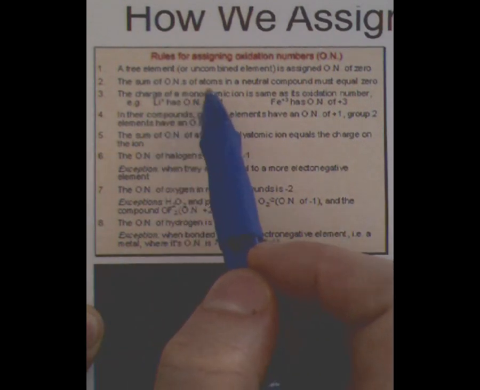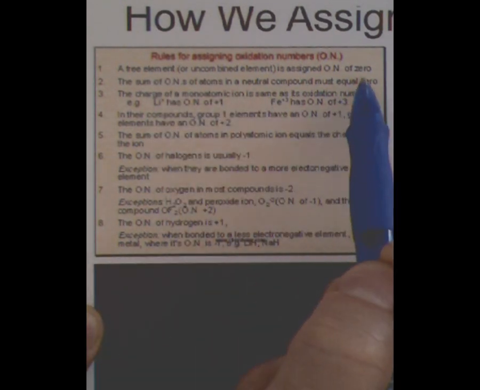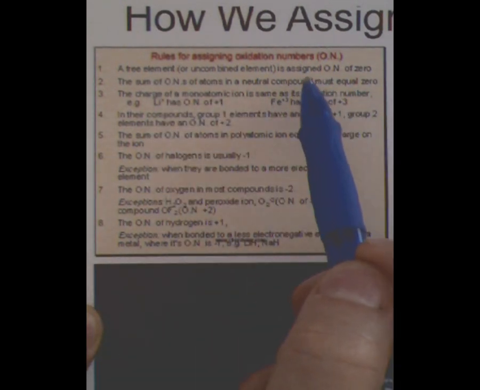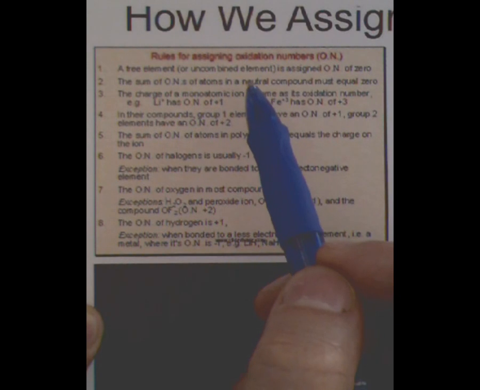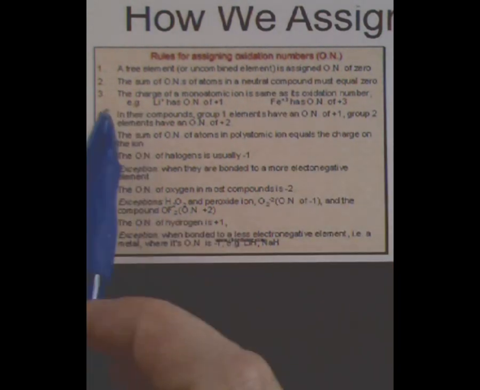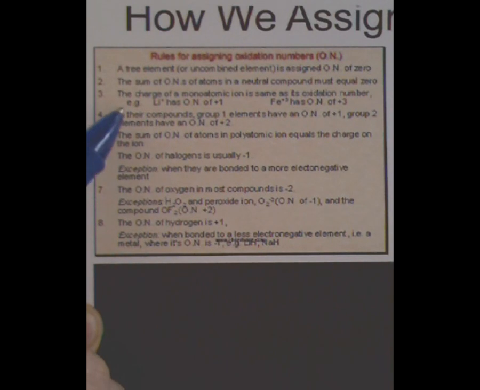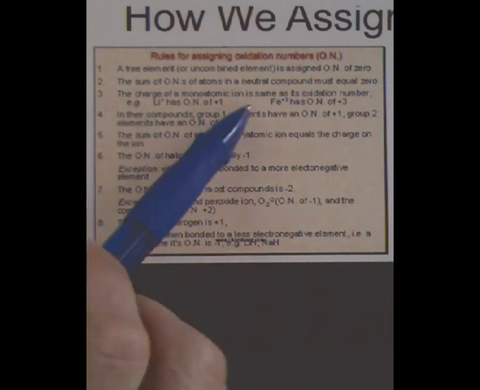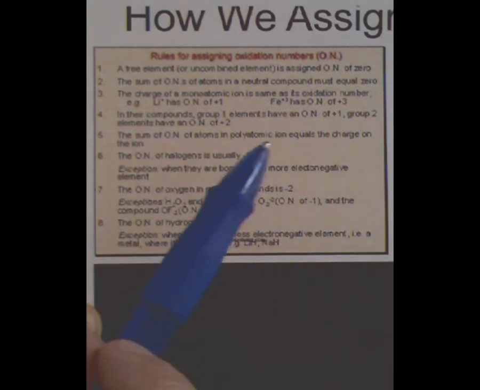The sum of oxidation numbers in a neutral compound must equal zero. There's another one down here somewhere that the sum of oxidation numbers in a polyatomic ion needs to equal the charge of the polyatomic ion, and we're going to see that. Basically, when we're looking at ions, the oxidation number is the same as the charge. So Li+ would be a +1 oxidation number, Fe3+ a +3 oxidation number.